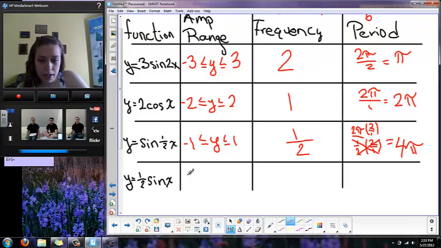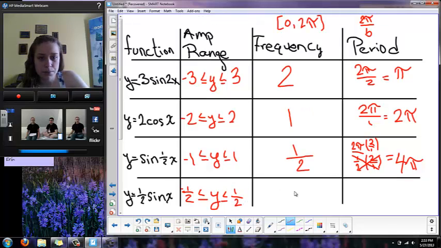And then the last one, my range is between -1/2 and +1/2. There was a negative right there. My frequency, or how many curves am I going to see between 0 and 2 pi? My frequency is 1. And same thing as up here, my period is going to be 2 pi.